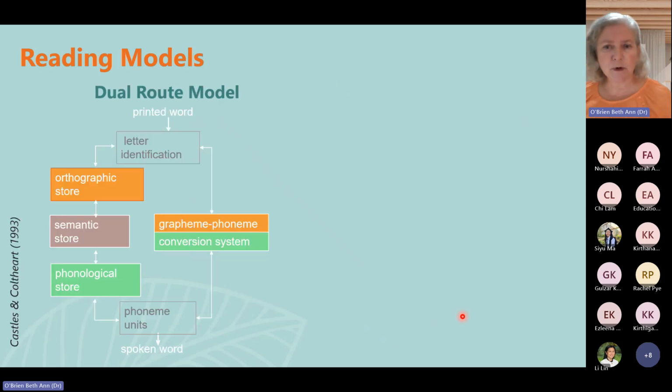Okay, so this is the configuration of the dual route model. And this is one of two prominent theories that I'll discuss, but just to go through again as a reminder, this is from Castles and Coltheart's model. And here, when you read a word, again, this is developed for English, so just keeping this in mind. When we read a word, we can go about identifying that word in one of two ways. So the dual routes would involve going from the print to read the word letter by letter, having this grapheme to phoneme conversion system where you map each letter to the sound, and then you blend the sounds together to make the word.